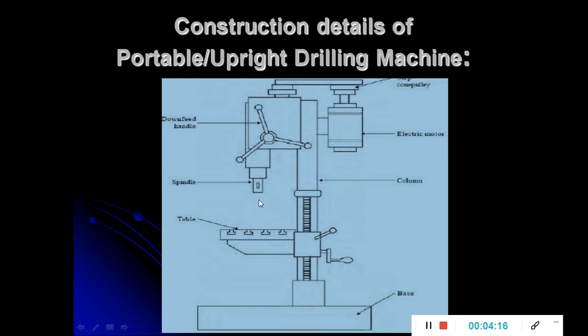Now the drill bit is continuously rotating. With the help of this down feed handle, the drill bit penetrates into the work surface to produce the circular hole. To accommodate the different heights of workpieces, the table can be moved up and down on the column with the help of this screw. This table can be moved up and down, and it can be locked wherever it is necessary to accommodate the different heights of workpieces.